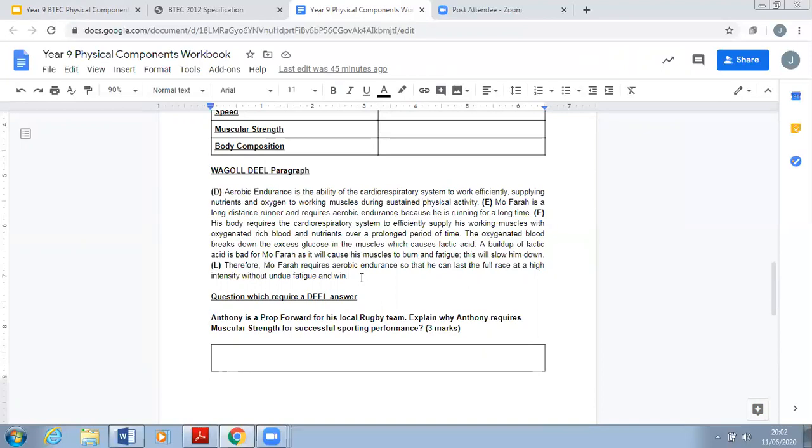Okay, let's have a look then how we get our last mark, this third mark. The third mark is the end of our explanation and our link. So the third mark is that section there, which is: a buildup of lactic acid is bad for Mo Farah as it will cause his muscles to burn and fatigue. This will slow him down. Therefore, Mo Farah requires aerobic endurance so that he can last a full race at a high intensity without undue fatigue and weight. So that paragraph would get you 3 marks, okay?